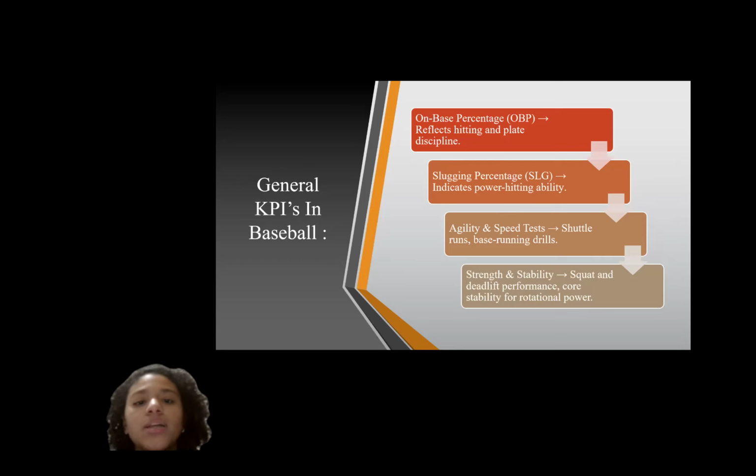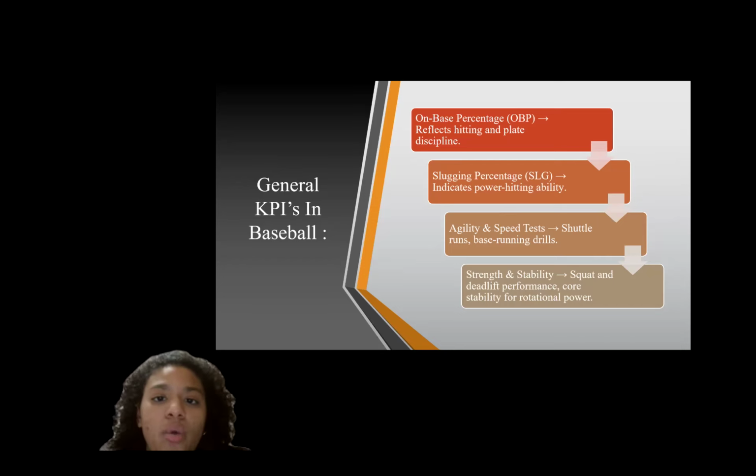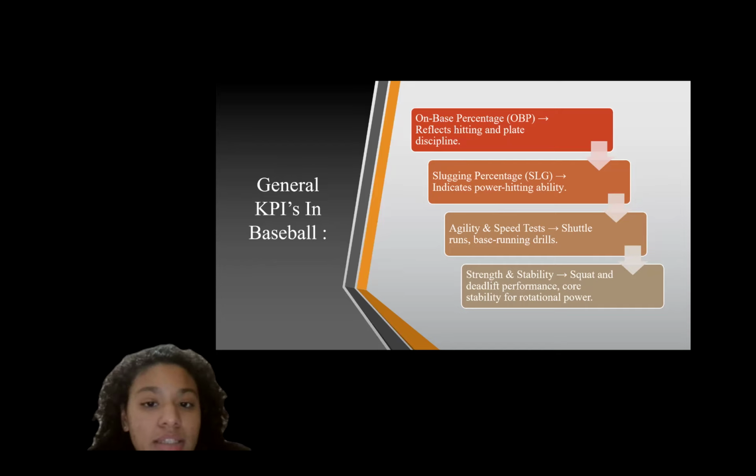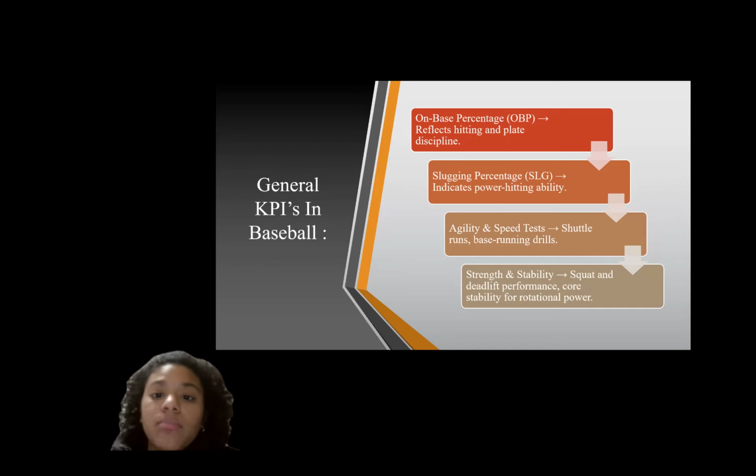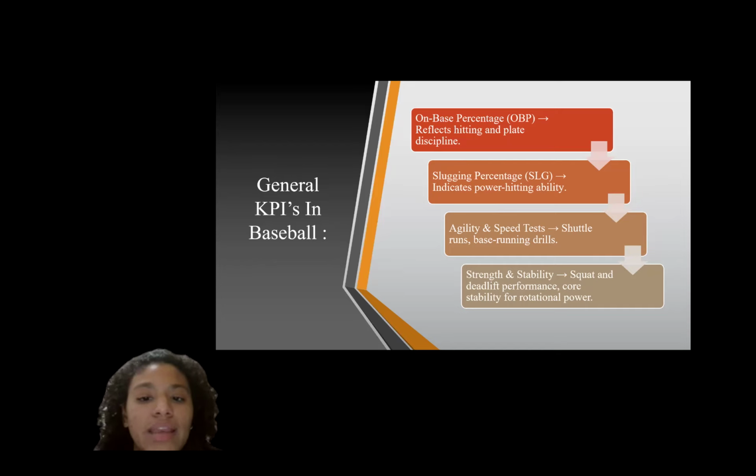For general KPIs within baseball, we have on-base percentage, which will reflect hitting and plate discipline. Slugging percentage would indicate power hitting ability, and then agility and speed tests, so shuttle runs or base running drills. And then, of course, strength and stability: squat and deadlift performance, and core stability for that rotational power that they need.